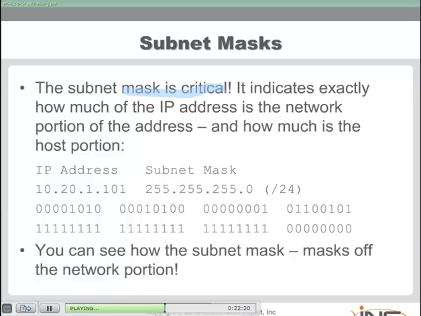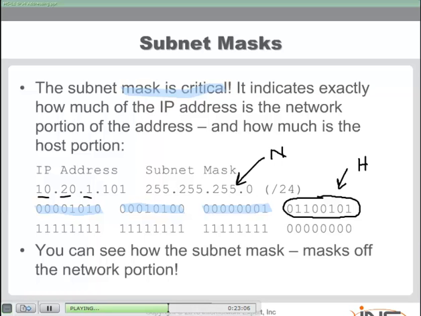The analogy for this is how much of the IP address identifies your street. If you want to think of a postal mail analogy, how much of the IP address identifies the street we live on, and then how much of the IP address identifies our house number. This is called the host portion of the network address, and the highlighted blue portion would be the network portion. So we live on, in this example, the 10.20.1 network, and our house number is 101.